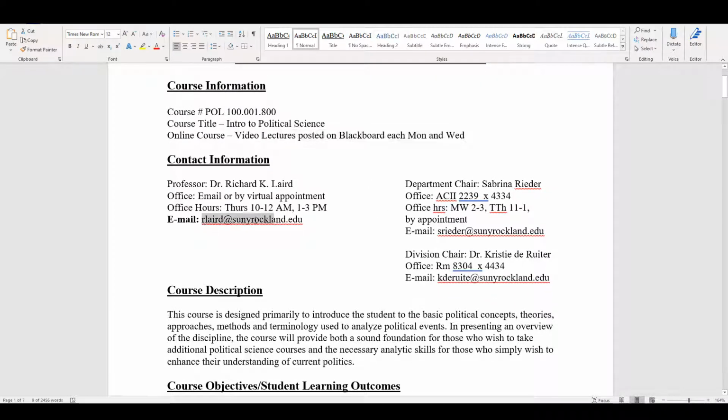This is my email right here, rlaird@sunyrockland.edu. That's the best way to get a hold of me. And then we can make a virtual appointment if necessary, either through Zoom or WebEx. I'm still trying to get that worked out as to how that's going to work. I will typically do that for one-on-one meetings if you have any questions about anything. And we'll typically use Thursdays for those types of conferences if they're needed.